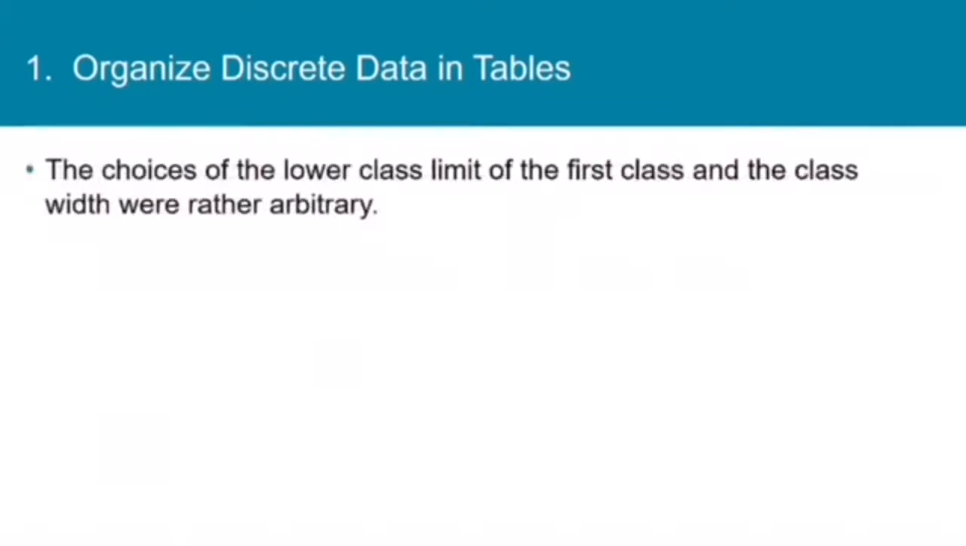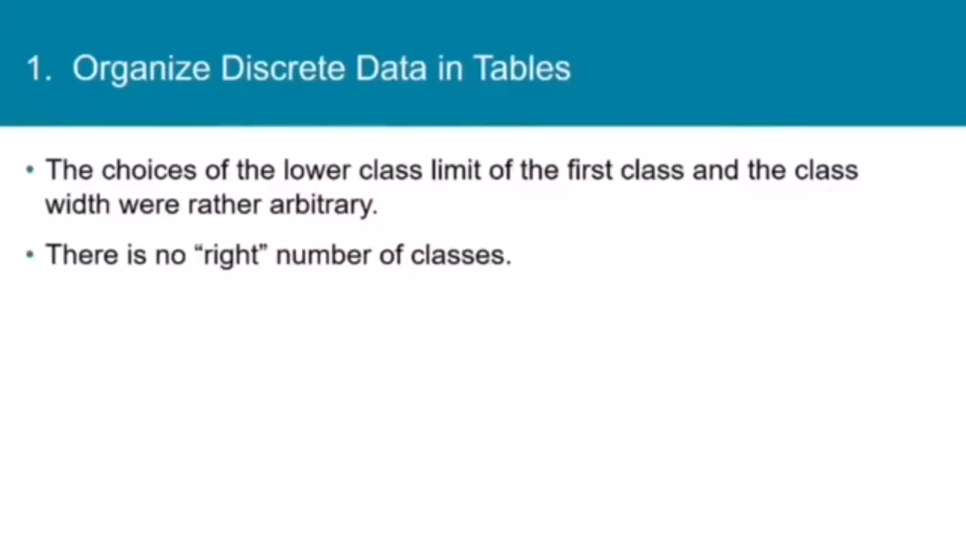Now you might have noticed that in the last example we did, the choices of the lower class limit of the first class and the class width were rather arbitrary. They were just given to us in the problem, and we didn't have to figure them out ourselves. And in fact, those numbers could have been different. 670 didn't have to be the lower class limit of the first class, and 10 didn't have to be the class width, although those were very convenient numbers. So the idea of making a frequency table is all about using convenient values that make it easy for your reader to understand how the data are laid out.